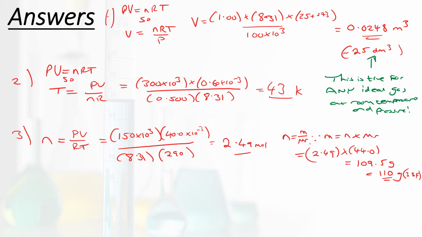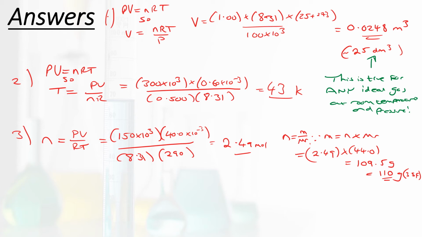We have our molar gas constant, 8.31. And then we have our pressure of 300 kilopascals. So we have to convert, again, the 300 kilopascals into pascals, which is multiplying by 1,000, or 10 to the 3. And when we put all these numbers in, we get a temperature of 43. And remember that the temperature is in Kelvin, so 43 Kelvin.